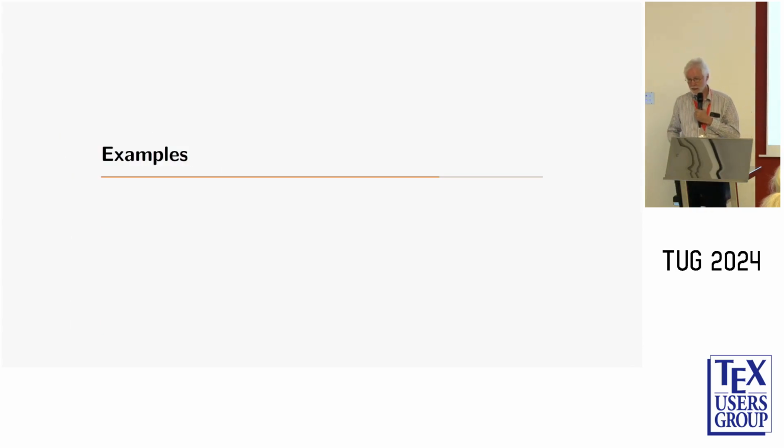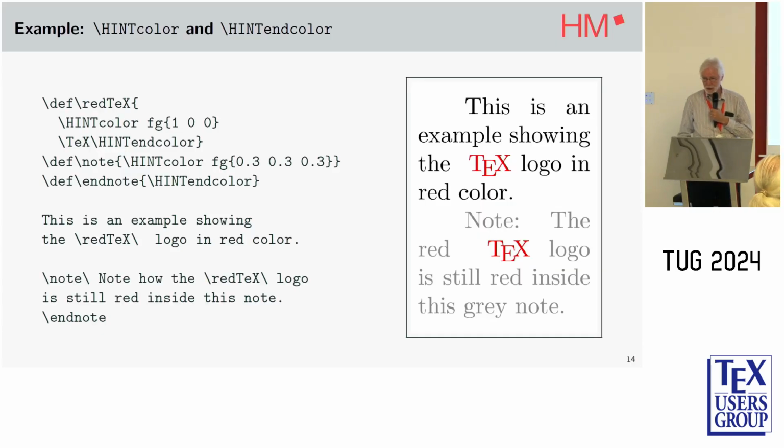Okay, here are the examples. That's maybe the interesting part. The first example defines a macro called red tech for the red tech logo, and it just says hint color red, and then you have the tech macro, and then you say hint end color. So you switch to red foreground, and then you switch off.